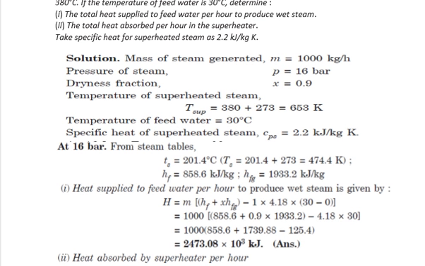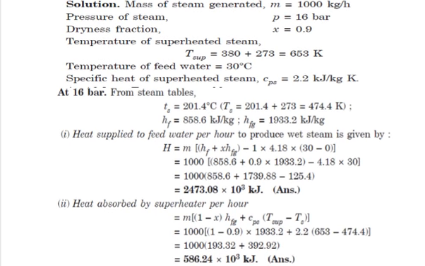Then go to the steam table. At 16 bar, you have to determine the saturation temperature and enthalpy values. Ts is given, hf is given, hfg is given. Then you have to find out, first, the heat supplied to feed water per hour.